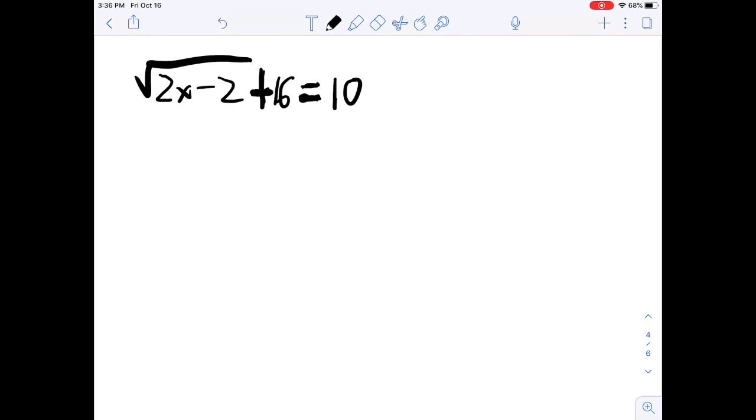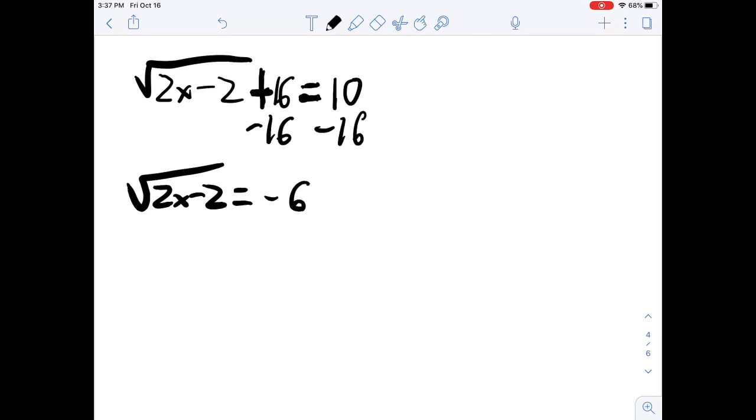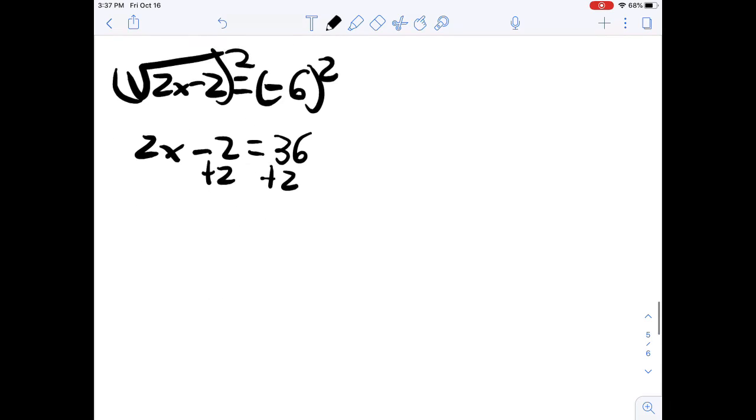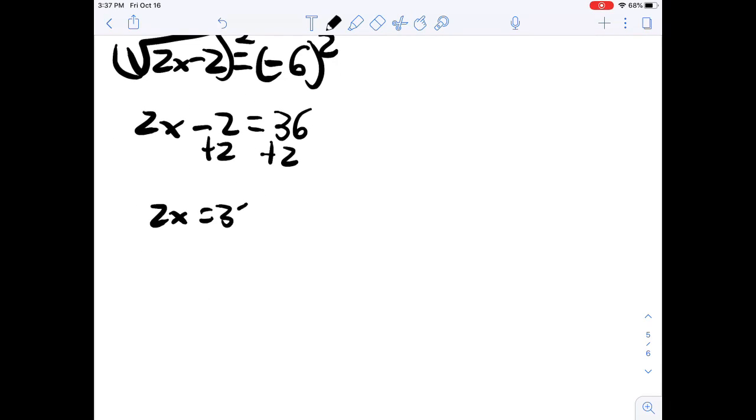Now this equation is going to look a little different, and you'll see why. So we're going to isolate the radical sign, so we'll subtract 16 from both sides, so that the square root of 2x minus 2 equals negative 6. And now we'll square both sides, so that 2x minus 2 equals 36. Add 2 to each side. 2x equals 38. Divide each side by 2 so that the root equals 19.